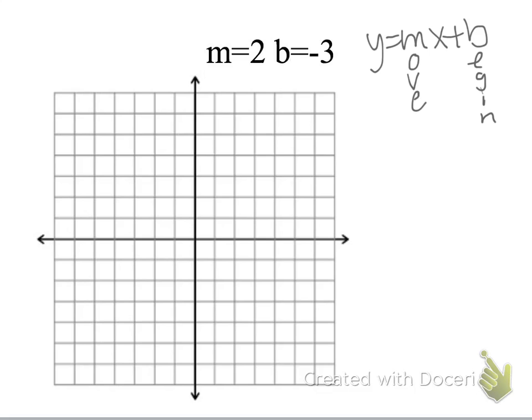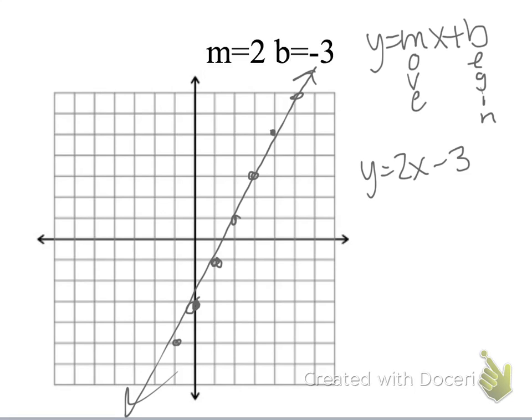Okay, so I got my y equals 2x minus 3. So I start at negative 3, and I go up 2 over 1. Up 2 over 1, up 2 over 1. Okay, or I could go down 2 to the left 1 and connect my dots. Okay, and we don't have to shade or know if it's a dash or solid line because it's not going to tell us if it's an inequality or not.